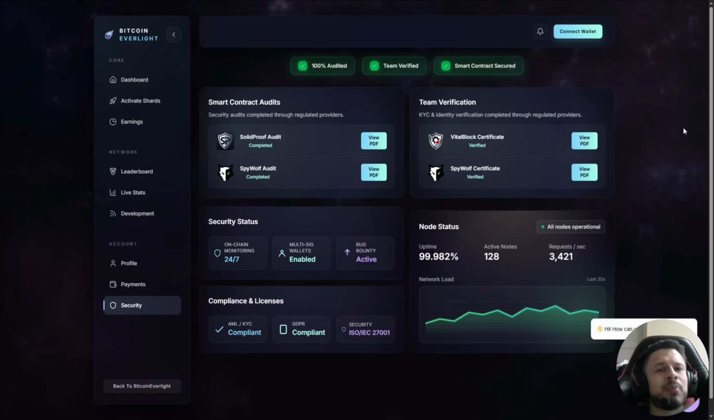In addition to that, parts of the team have undergone KYC verification through SpyWolf and VitalBlock. So in total, the project has 2 smart contract audits and 2 team KYCs. You can find the full audit and verification reports directly on the official website and inside the white paper.